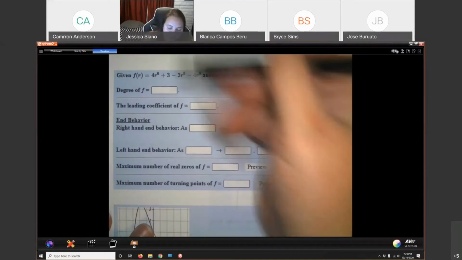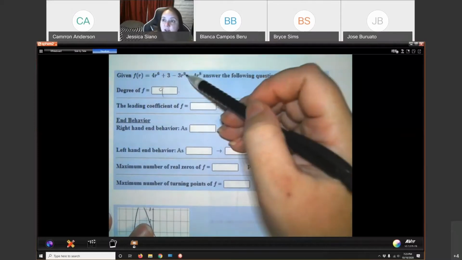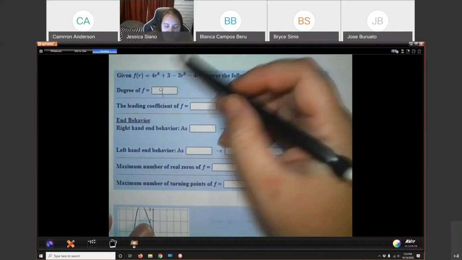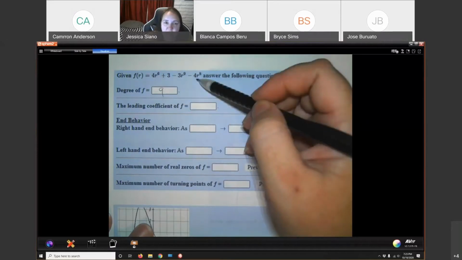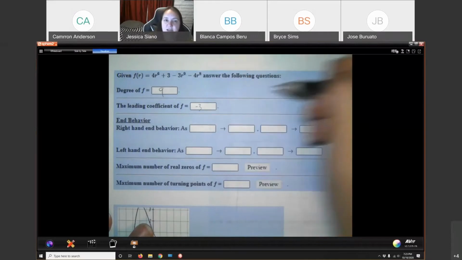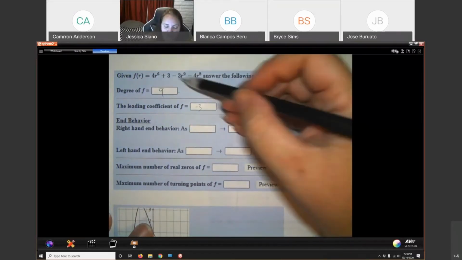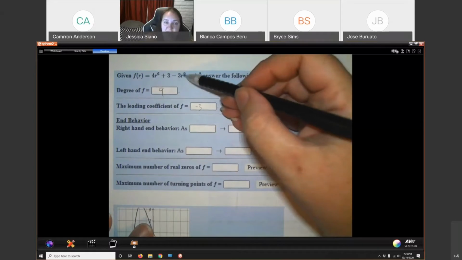The degree of this polynomial is 9 because in standard form, the degree is the biggest exponent. And had we written this in standard form, then this would be my number in front, the -3. So -3 is my leading coefficient. The leading coefficient is always the coefficient of the term that has that biggest degree.